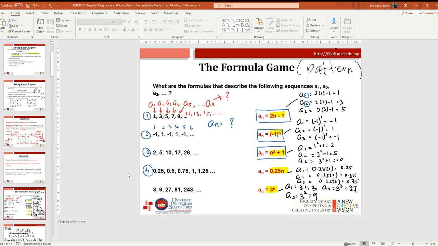We can also define the formula based on the pattern that we can see. For example, for number one, we can see 1, 3, 5, 7, 9, so a_n is equal to 2n minus 1. We can have the pattern or sequence. Number two is also the same, equal to (-1) to the power of n, and so on until a_n equal to 3n.